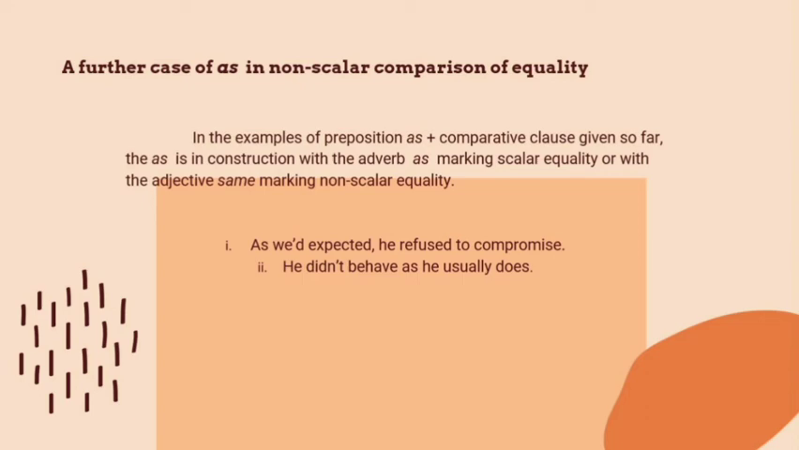In 1, the comparison is between what we expected to happen and what did in fact happen. In 2, we are comparing his behavior on a particular occasion with his usual behavior. We understand he didn't behave in X manner. He usually behaves in Y manner.